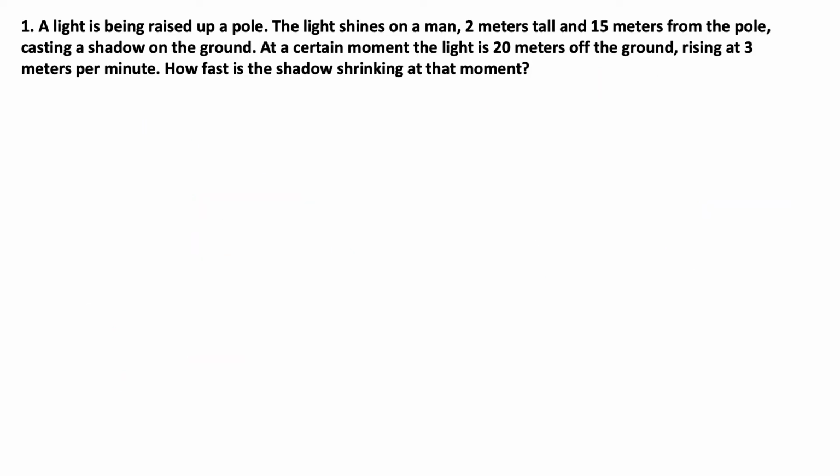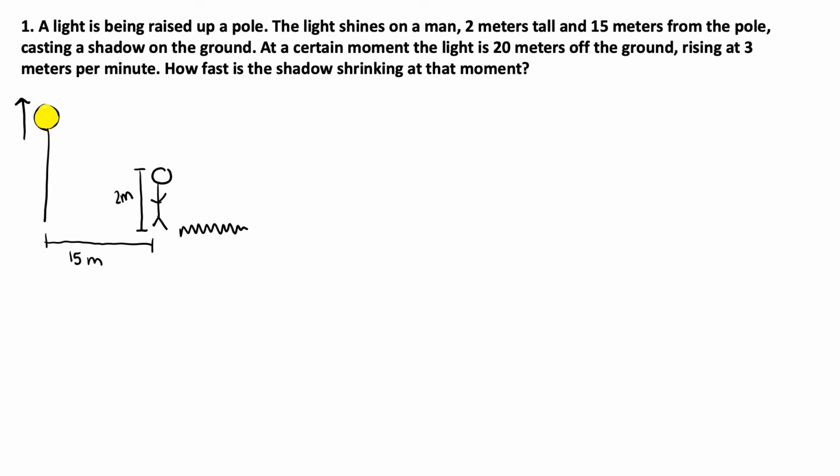Okay, and here we go. This says a light is being raised up a pole. So I'm going to get my picture going as we read this. A light is being raised up a pole. So here is my pole and my light. And it's being raised up. It says the light shines on a man who's 2 meters tall and 15 meters from the pole. So I have a man. And we know that he is 2 meters tall and he is 15 meters from the pole. And it's casting a shadow on the ground. So here is his shadow.